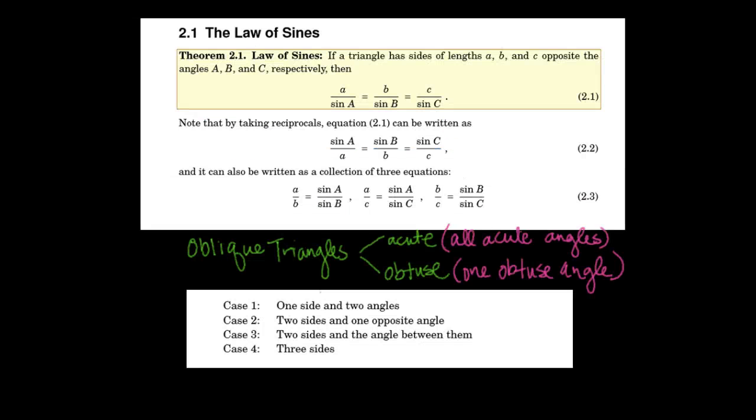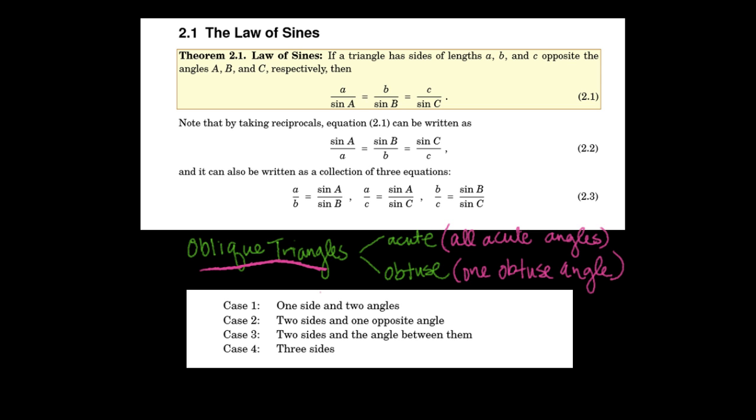We're getting into chapter 2 now, and we're looking at general triangles other than right triangles, which was all about chapter 1. So, oblique triangles are triangles that are not right triangles, and there are two types. They can be acute and obtuse. Acute have all acute angles less than 90 degrees, and obtuse can have one obtuse angle.